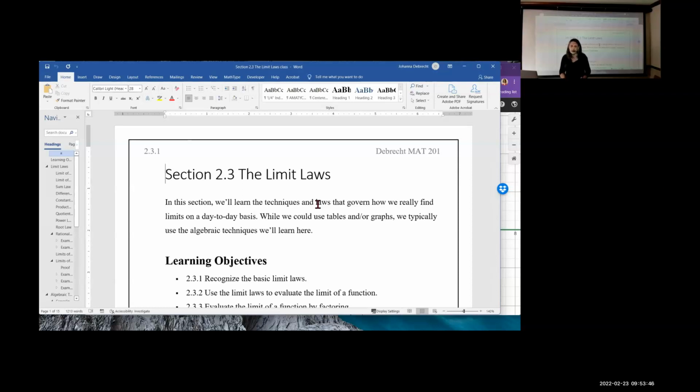So this is a super important section. You want to triple star this one. This is going to be one of the most important sections that we cover on limits. So it's very, very important.